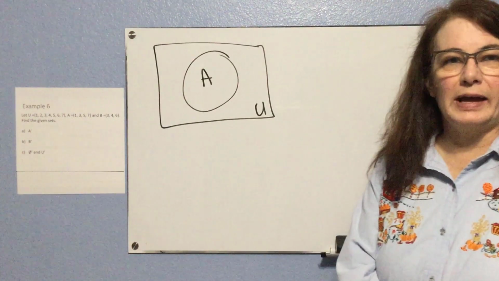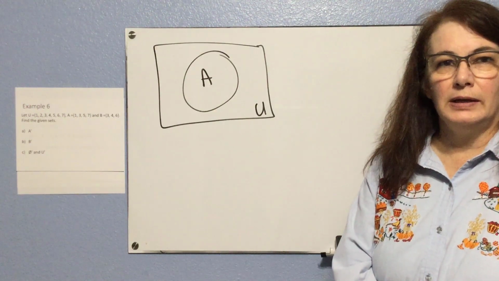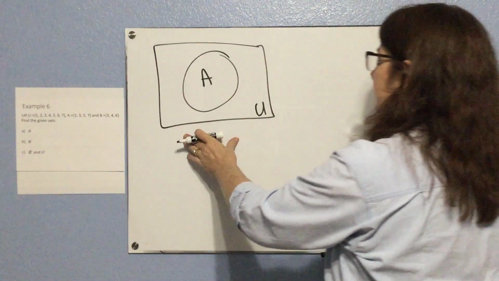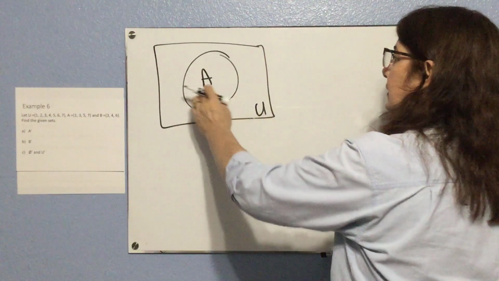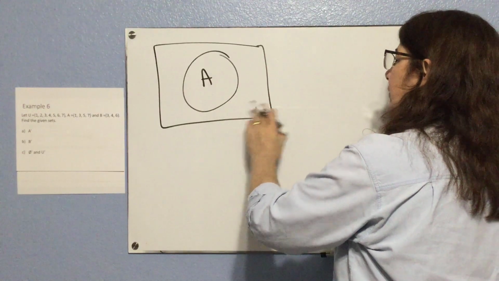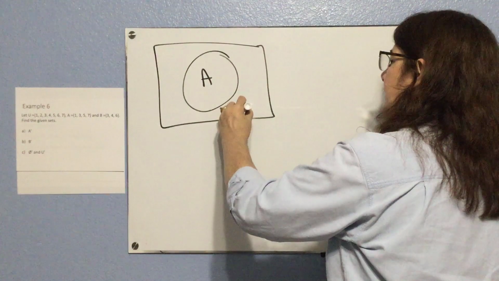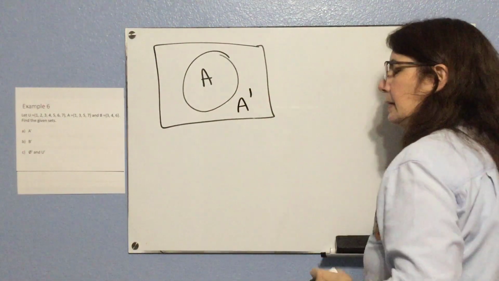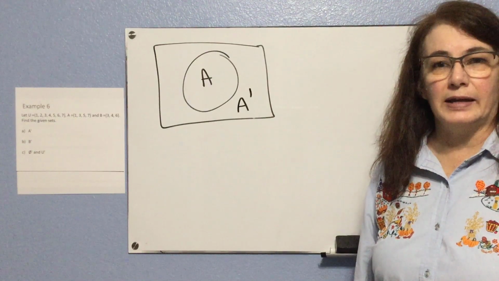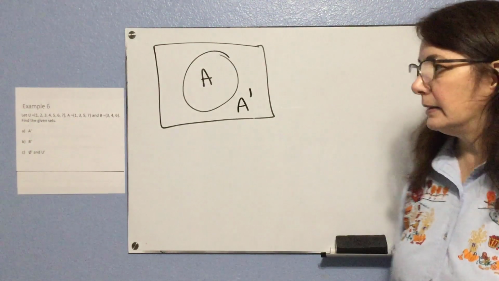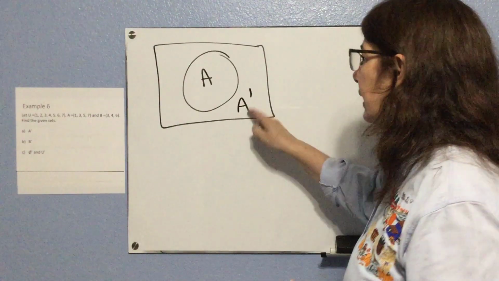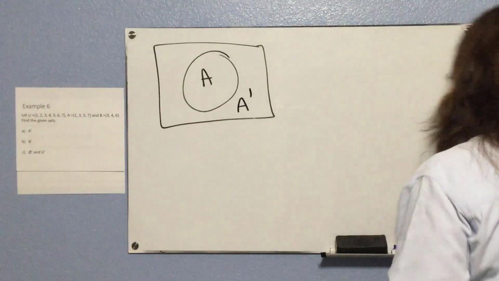Now we're going to take a look at some set operations that we use. I've got a Venn diagram here, very simple. This is the universal set, and this is set A. But another way that I could express that is by saying A prime, because A prime is everything that's in the universal set, but not in set A. So it's kind of like the opposite of A. So A prime is everything that's not in A.